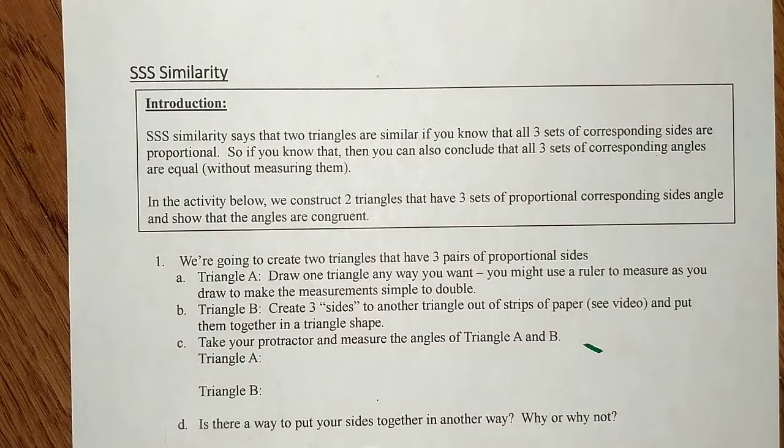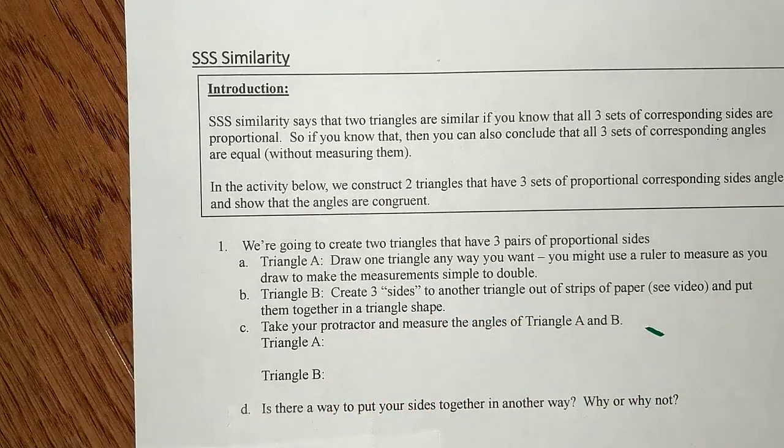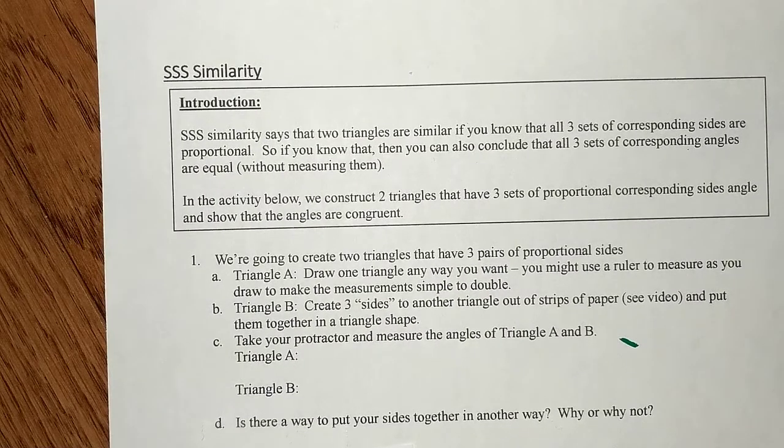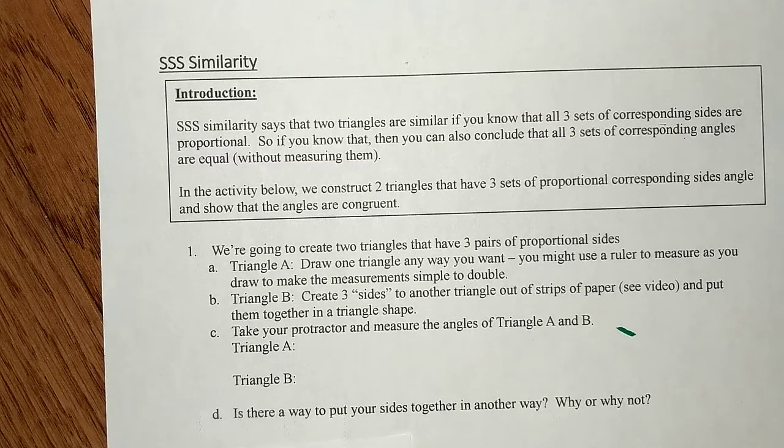In side-side-side similarity, we don't have to know anything about the angles. We have to know that all pairs of sides are proportional. So we have to know all 3 sides of triangle A and all 3 sides of triangle B, and then we have to know that they're proportional in pairs, right? If I know all 3 pairs of sides are proportional, then I don't have to even measure the angles.